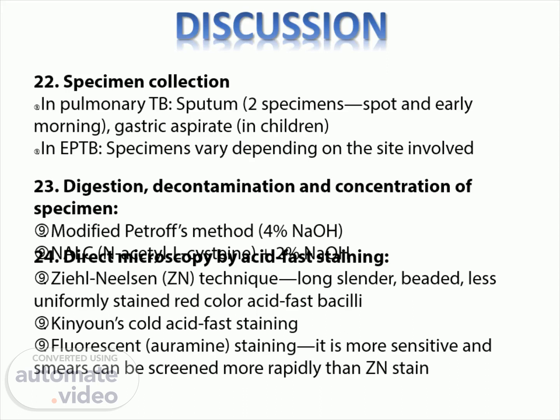Next question. Direct microscopy by acid-fast staining. Ziehl-Neelsen, ZN, technique: long, slender, beaded, uniformly stained red color acid-fast bacilli. Kinyoun's cold acid-fast staining. Fluorescent auramine staining is more sensitive and smears can be screened more rapidly than ZN stain.